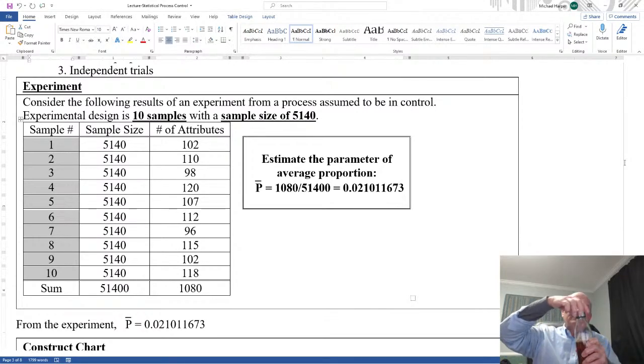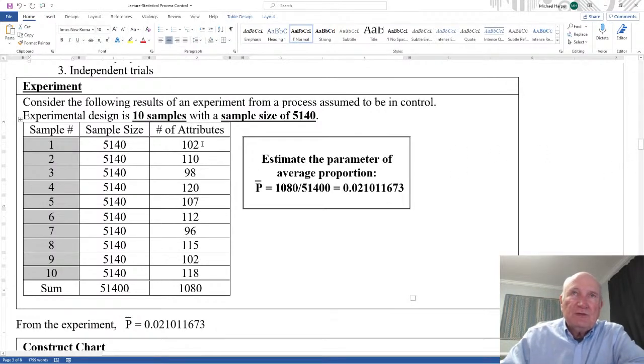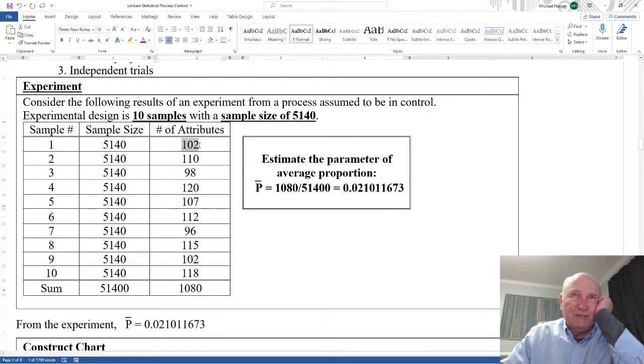We're measuring 5,140 of these things. And out of that, when you measure that many, you keep track of how many were defective. In this case, the attribute was a defective top. It could be other things too. It could have a crack in it. It could be all kinds of things. Anyway, here's how many they measured out of 5140. These are the measurements.